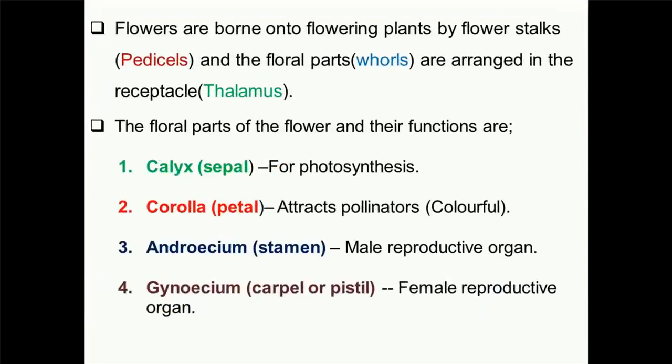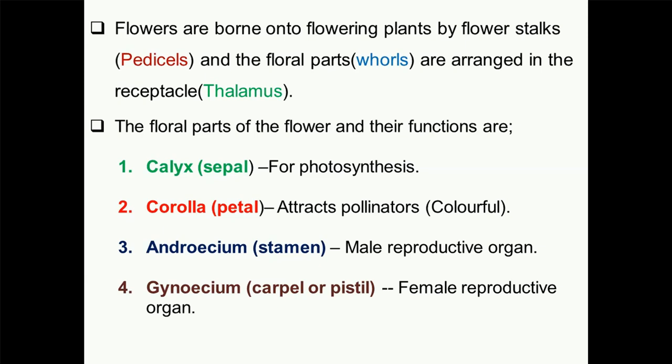Now, flowers are borne onto flowering plants by flower stalks, meaning flowers are attached to flowering plants by what we call flower stalks or pedicels. And the floral parts of a flower are arranged in the receptacle. The receptacle is also called thalamus. Now here we have the 4 floral parts of the flower and their functions.